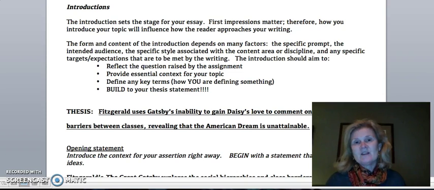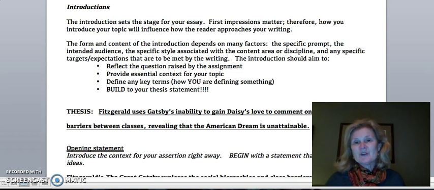How do I take the pieces of the story or the contextual pieces that will matter most to what I want to assert in my thesis statement and put them into my introduction to make the strongest impression on my audience? So remember, my introduction is the first impression that the audience will have, and I want to make sure it's a good one.